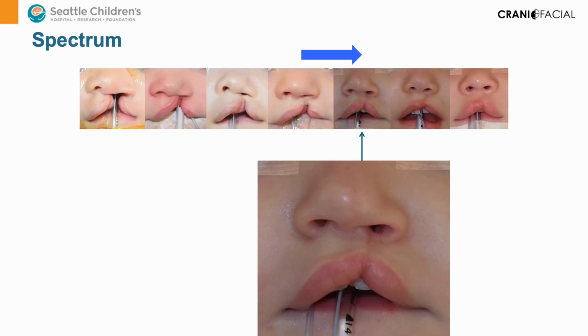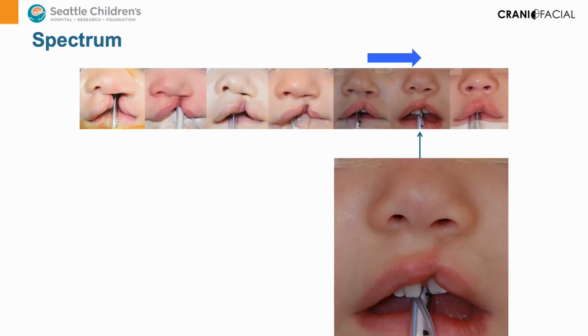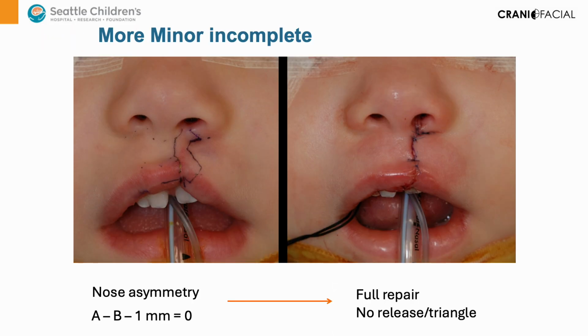Let's go further along the spectrum. So here's a more minor incomplete cleft. There's some nose asymmetry. A minus B minus 1 millimeter is 1, so we do the full repair. If we go further along the spectrum, we have an even more minor incomplete cleft. There is nose asymmetry. A minus B minus 1 millimeter is 0, so we do the full repair, but there's no releasing incision necessary and no triangle necessary.